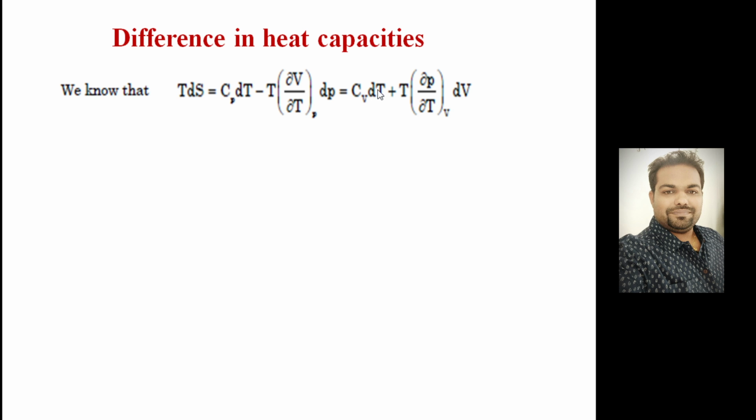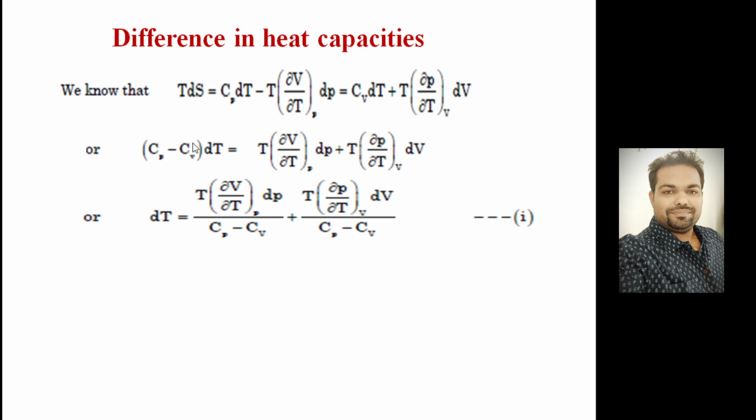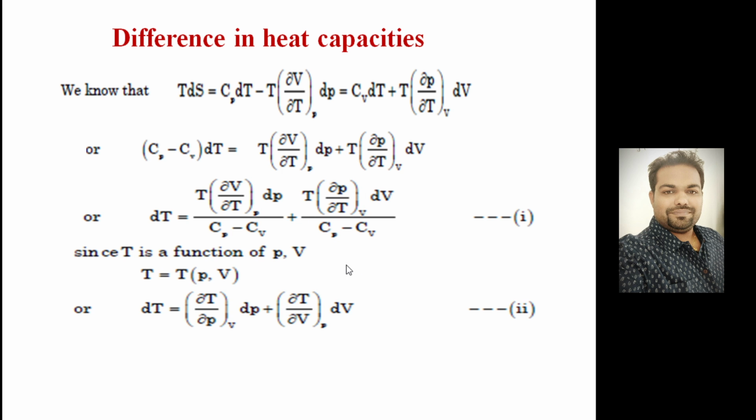Now you take this term to this side. If you rearrange the terms, you can write Cp minus Cv dT is equal to T (∂V/∂T) at P dP plus T (∂P/∂T) at V dV. Now take dT out of it: you divide this equation completely by Cp minus Cv. I can write it in this way. Since temperature depends on pressure and volume, dT can be written as (∂T/∂P) at V dP plus (∂T/∂V) at P dV.